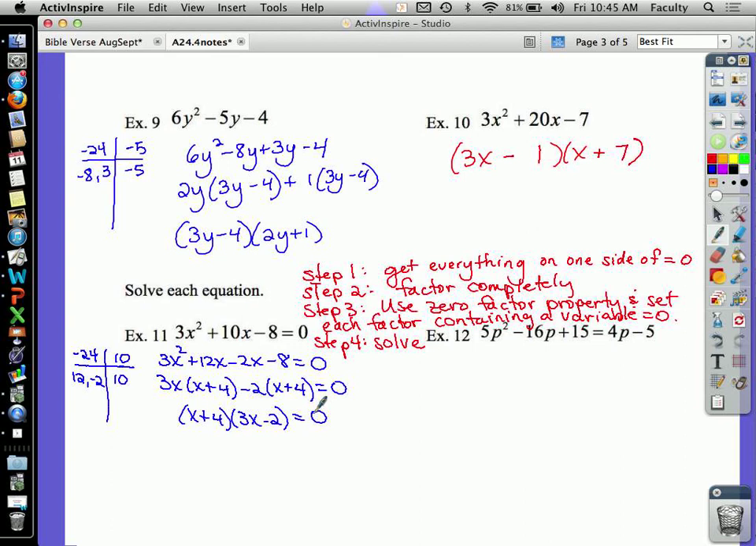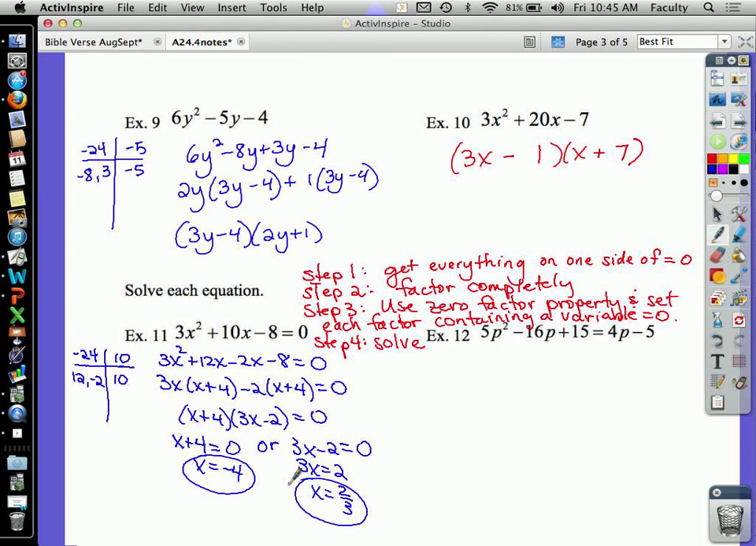Now this is just like what we worked on yesterday. The zero factor property says once you have A times B equals 0, A is 0 or B is 0. In our case, it's x plus 4 equals 0 or 3x minus 2 equals 0. So I subtract the 4, and then I add 2 and divide by 3.